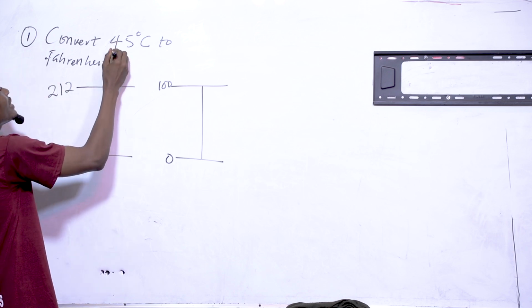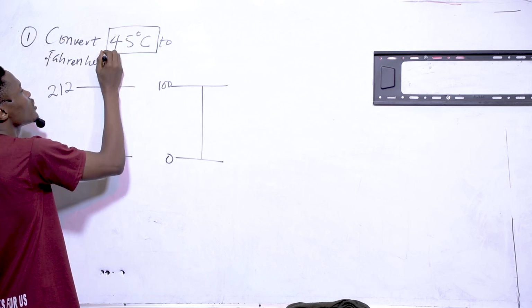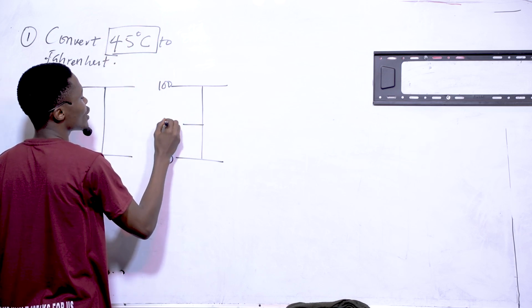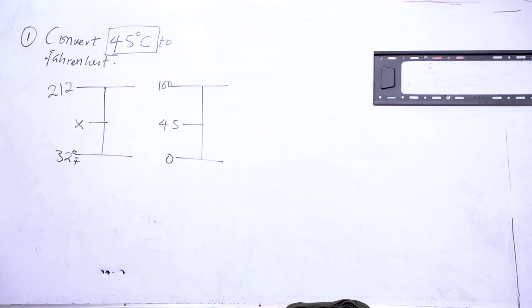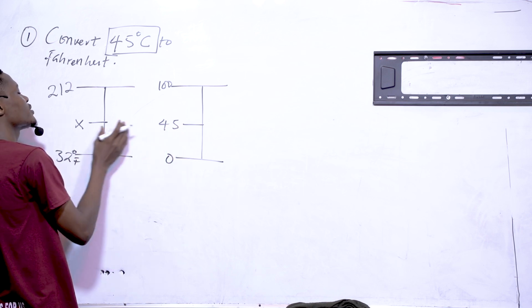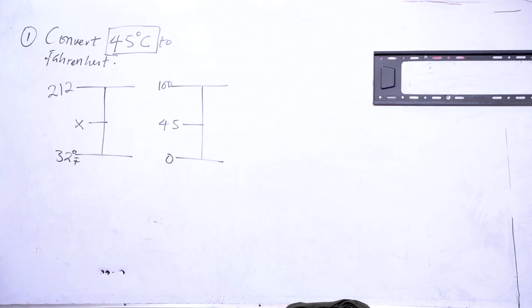Now, we are converting a temperature of 45 degrees Celsius. So put 45 somewhere here. And we are looking for the equivalent here. Call it X. So 45 degrees Celsius is equivalent to X. Let's now solve for X.